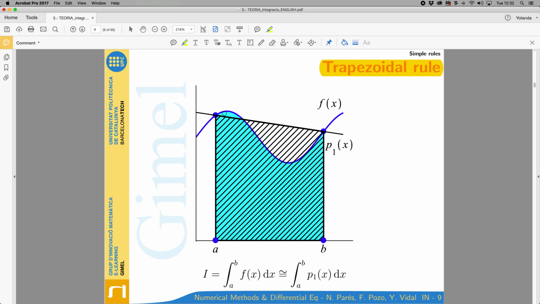And the way we compute this is we will find the degree 1 polynomial that goes through points A, f of A, and B, f of B. Compute this line that goes through these 2 points, and then we will compute exactly the integral of this polynomial. The method is called trapezoidal rule because it uses a trapezoid to approximate the area.